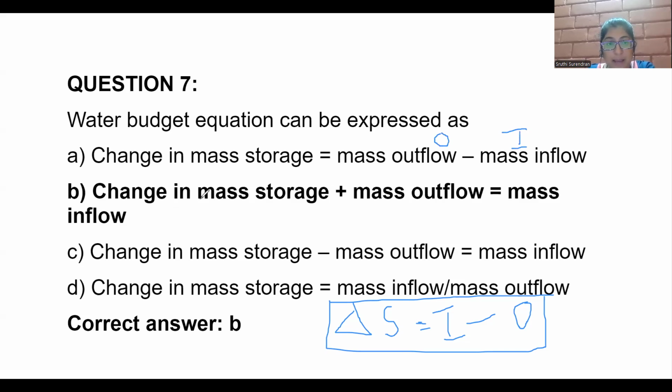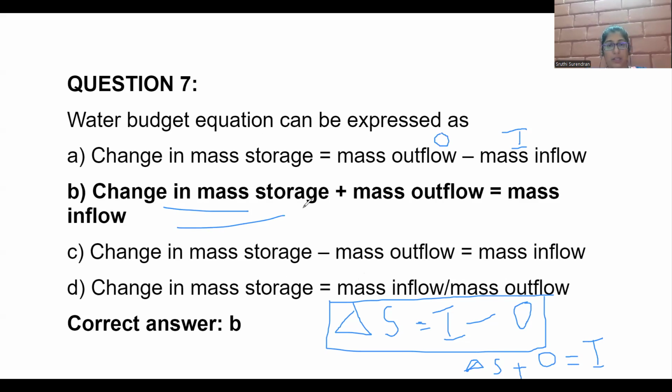But in this question, we have change in mass storage. So if you take change in mass storage and this component over here, it will become delta S plus O is equal to I. So this is how this answer is obtained. I just took this O component to the left hand side, so it becomes plus. So delta S plus O is equal to I, which is this answer. Here also, change in mass storage minus outflow is wrong. It should be plus here. Change in mass storage is not the ratio of inflow and outflow. So I say this is the correct answer. This is more like a trick question.